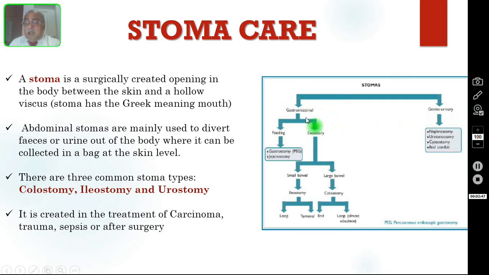They may be used for feeding purposes or excretory purposes. The majority of stomas are used only for excretory purposes. Feeding stoma examples are the feeding gastrostomy and feeding jejunostomy. Nowadays, feeding gastrostomy is done as percutaneous endoscopic gastrostomy, or PEG. Excretory stomas can be created in the small bowel or large bowel. If created in the small bowel, that is ileostomy. If created in the large bowel, that is called colostomy.